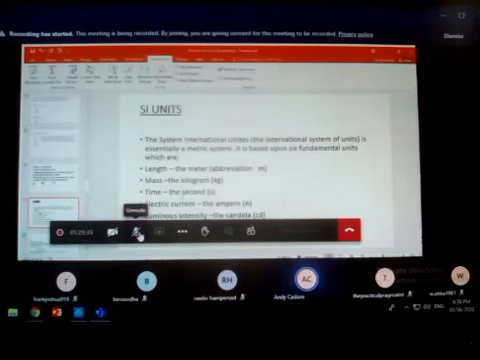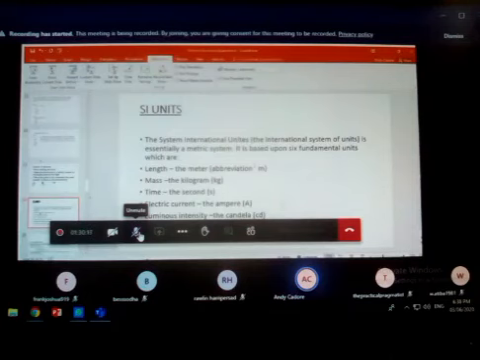SI unit. The SI unit is known as the System International Unit, or the International System of Units. It is essentially a metric system. It is based upon 6 fundamental units, which are length, where we're looking at meter, abbreviation M, mass, time, electrical current, luminous, and temperature. And these are the units you'll use for each.